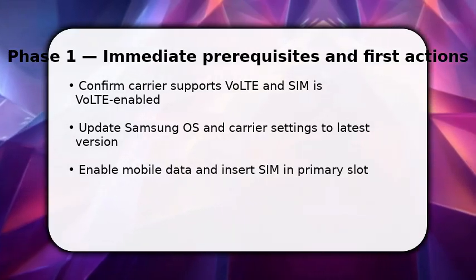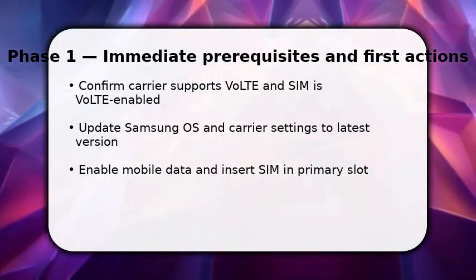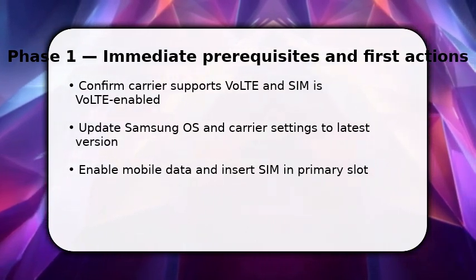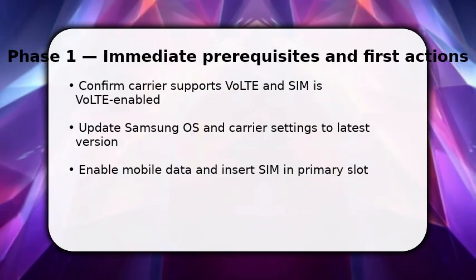Now, open Settings and go straight to Connections. This starts the configuration steps that let the phone register with your carrier's VoLTE service.